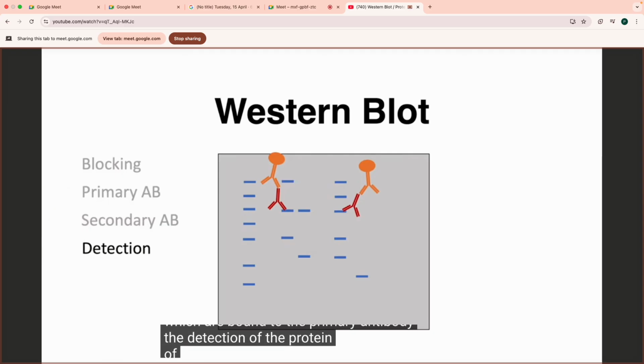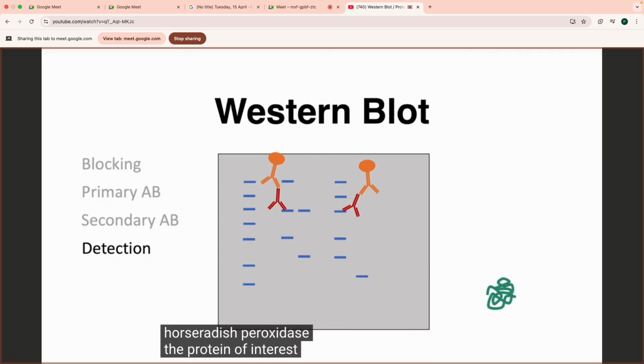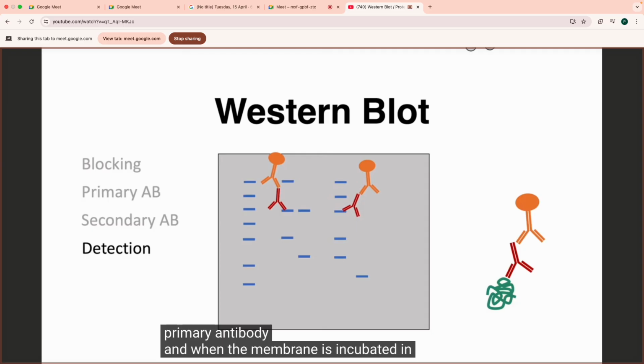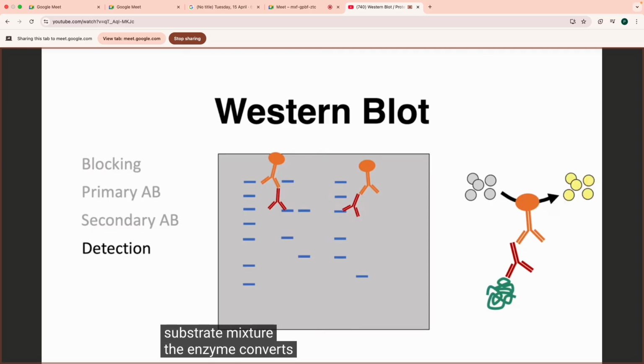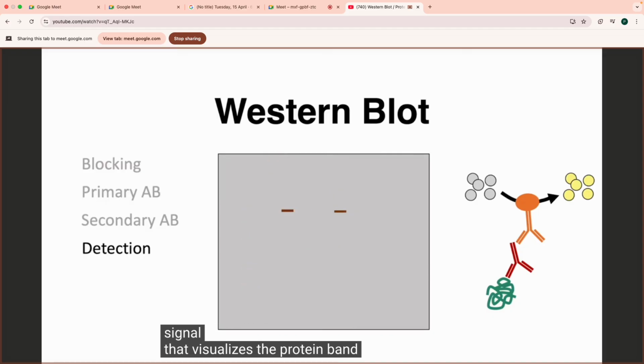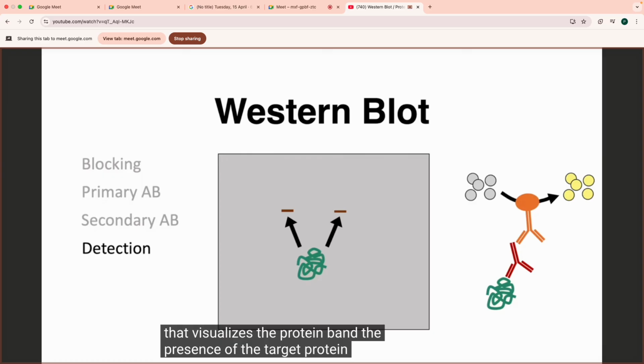The detection of the protein of interest is the last step in Western blot analysis. For that purpose, the secondary antibodies are conjugated to an enzyme. For many Western blot assays, secondary antibodies are conjugated with horseradish peroxidase. The protein of interest is bound by a primary antibody. The secondary antibody binds to the primary antibody, and when the membrane is incubated in a substrate mixture, the enzyme converts the substrate, thereby producing a chemiluminescent signal that visualizes the protein band. The presence of the target protein in these samples has been confirmed.